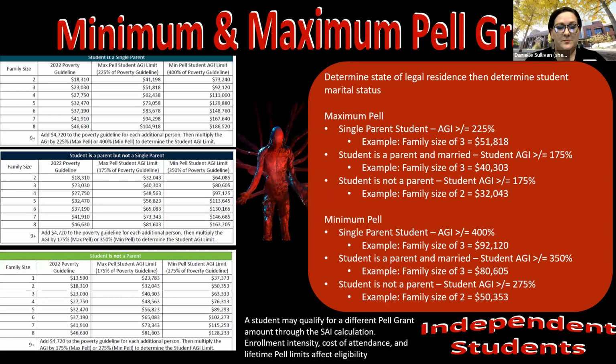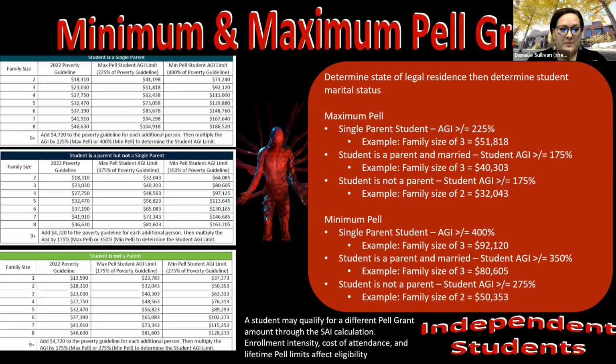The second chart, if the student is married and a parent or they're in that household, this AGI needs to be less than or equal to 175% of the poverty guideline, which would be 40,303 for that family size of 3. And then the bottom chart, if the student is not a parent... sorry, I skipped down a slide. I apologize. The student is not a parent. That AGI has to be less than or equal to 175% of the poverty guideline, and their amount is $32,043. So they could still get a maximum Pell Grant in that case.